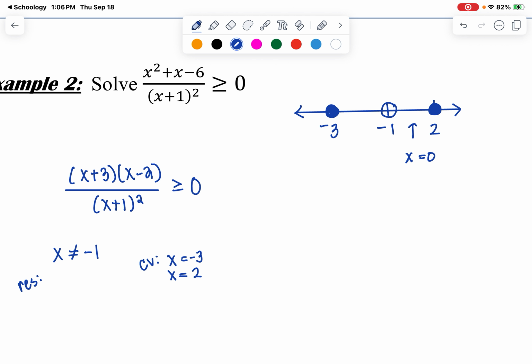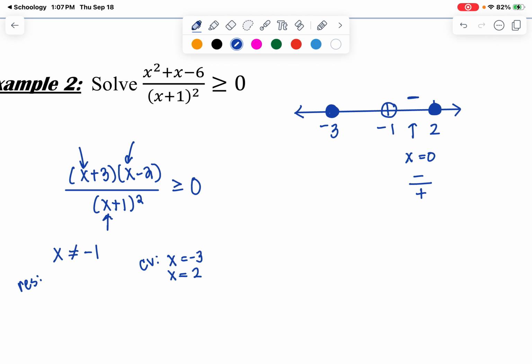So that's where I'm gonna put my sign once I do it. Plug in 0 here, here, and here, right? So 0 plus 3 is positive, 0 minus 2 is negative, so that's a negative in the numerator. And then 0 plus 1 squared is positive. So these values are negative, okay?